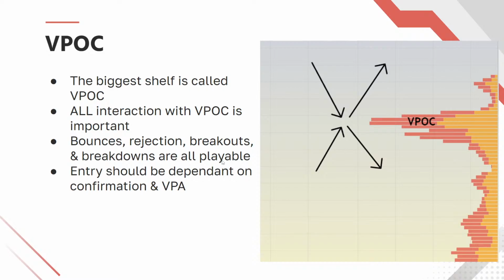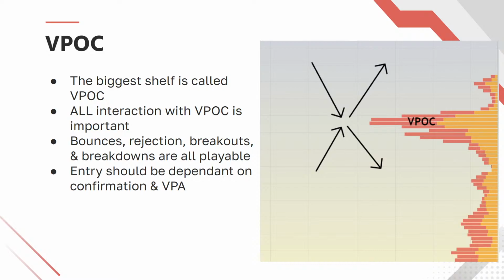Yeah, for sure, Jordy. Anytime. So when we get bounces, rejections, breakouts, and breakdowns around VPOC, they are all playable. I want to stress that the interaction with VPOC is what we're looking for. Usually VPOC is going to create large moves one way or the other. Sometimes we'll get that chop around VPOC, and that's okay as well, because when it breaks, that's going to create that big opportunity for you.